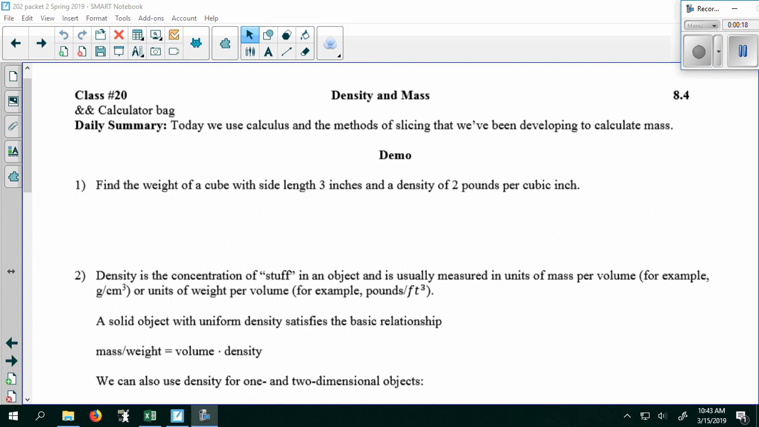So quick example that involves no calculus. I want to find the weight of a cube that has a side length of 3 inches, so 3 by 3 by 3, with a density of 2 pounds per cubic inch. How do we calculate that?